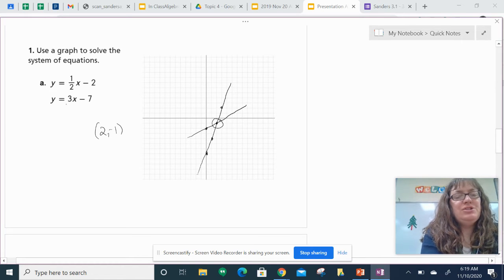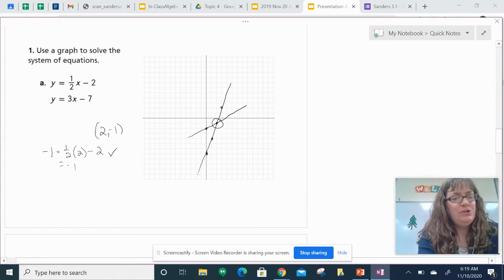And so again, I can check that out. Is it true that negative 1 is equal to 1/2 times 2 minus 2? Well, half of 2 is 1, and 1 minus 2 is in fact negative 1, so it looks like it checks out in the first one.